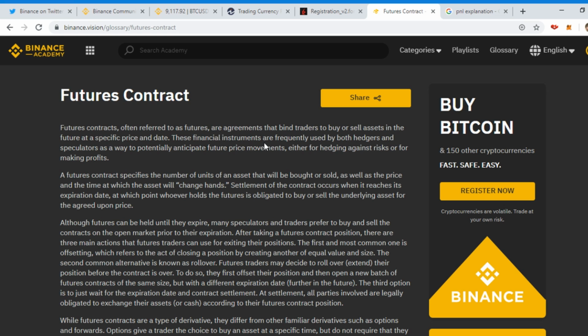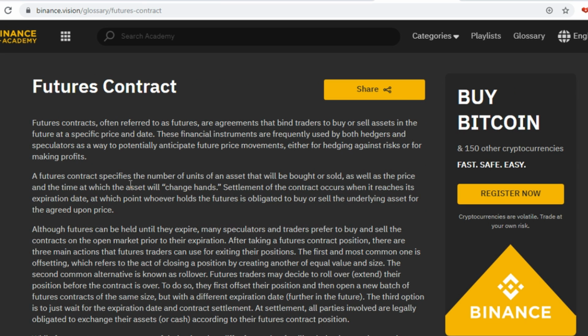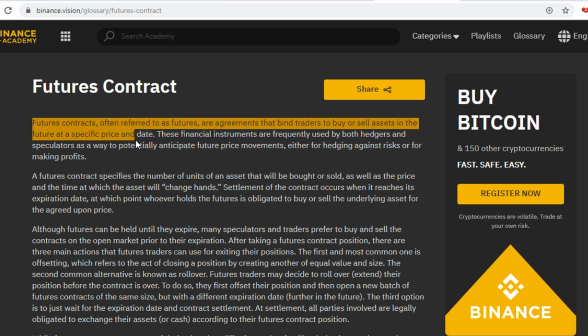So here we're on the Binance Academy page about futures contracts. I'm not going to read this whole thing, but I'll read some of it. Like I said again, I'll leave all of these links in the description so you guys can understand it further. Futures contracts, often referred to as futures, are agreements that bind traders to buy or sell assets in the future at a specific price and date.